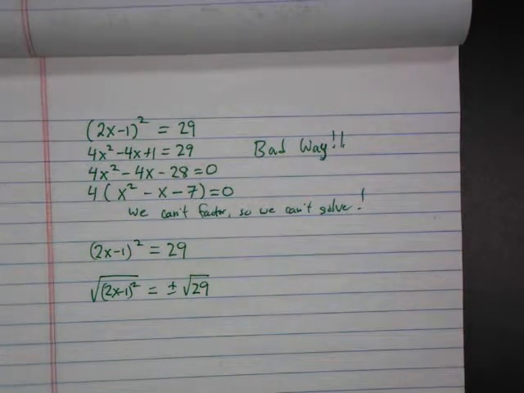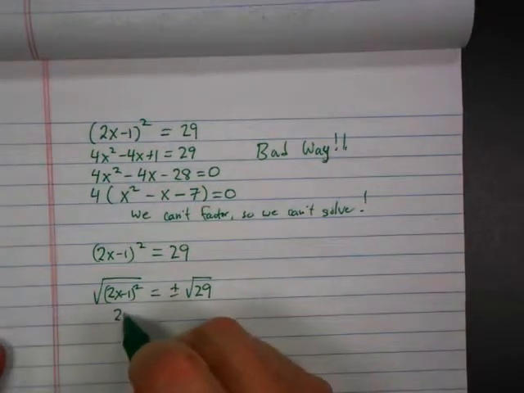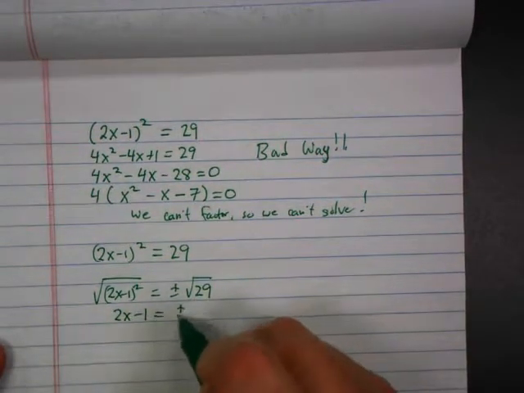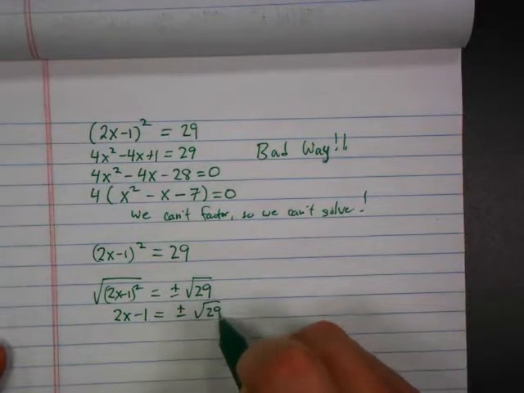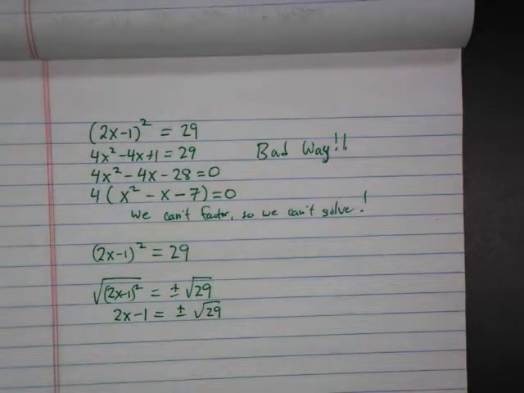What happens on the left hand side? It becomes just 2x minus 1. The square and the square root cancel each other out. Yeah, that's the whole idea. We have 2x minus 1 equals plus or minus square root of 29. Can you get the x all by itself now? Yeah. What would you do? Add 2 to the other side and divide the other side by 2.